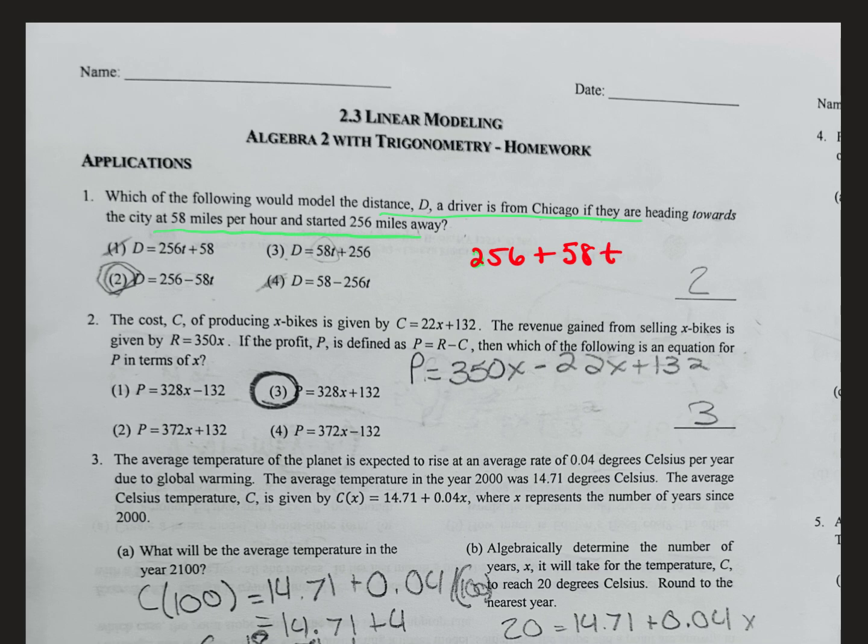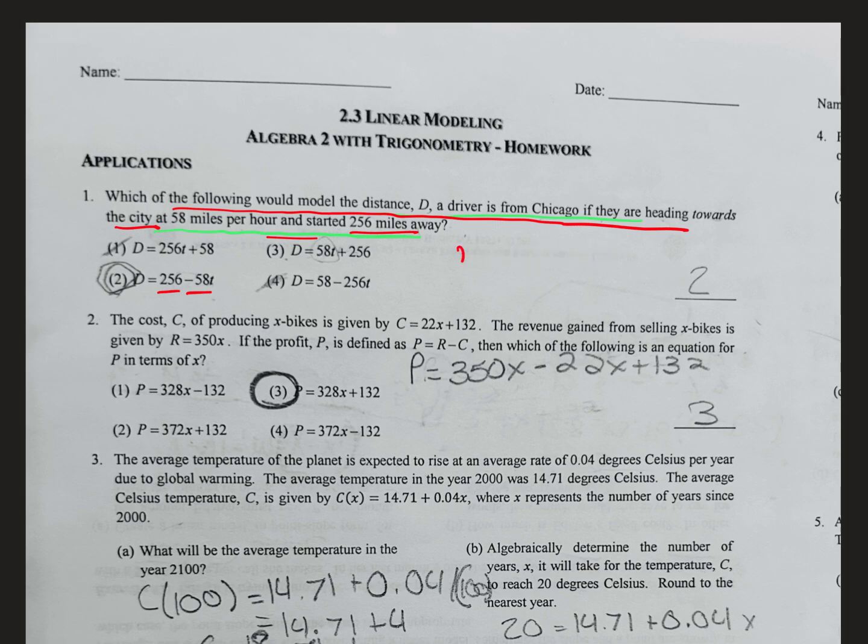Alrighty, so you chose this one with the minus sign in there. You might be right because I could have read it wrong. Which of the following would model the distance a driver is from Chicago if they're heading towards the city and started 256 away? Nope, you were right. My bad.